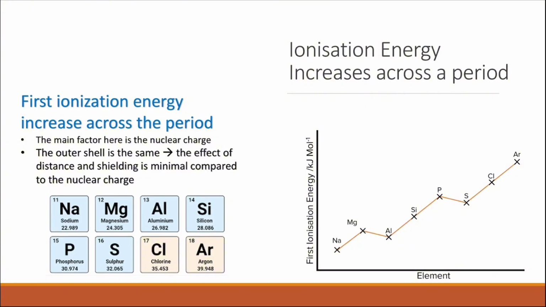So the shielding and the distance from the nucleus don't make a massive impact here. The main impact will be the nuclear charge. As you go across the period, the nuclear charge increases, so the outer shell electrons will be more attracted to the nucleus, so it will need higher ionization energy to remove.